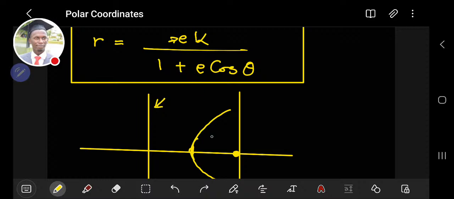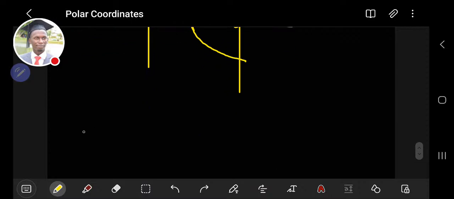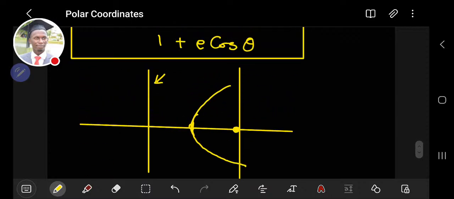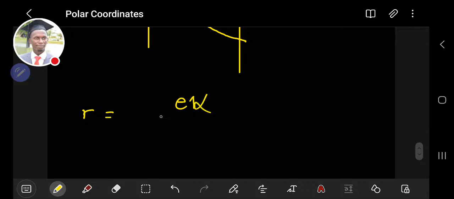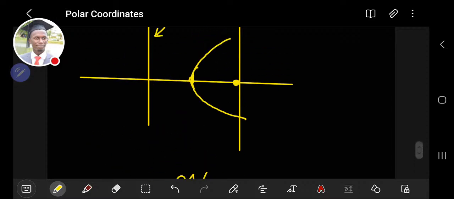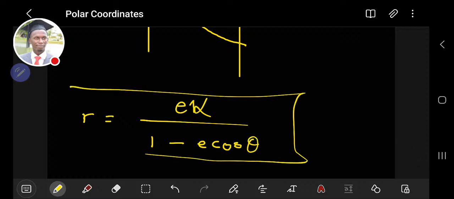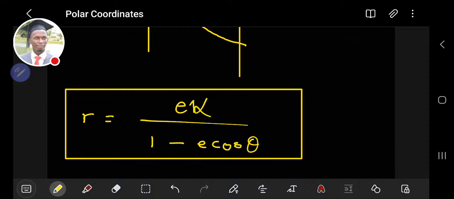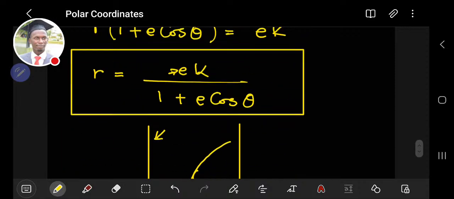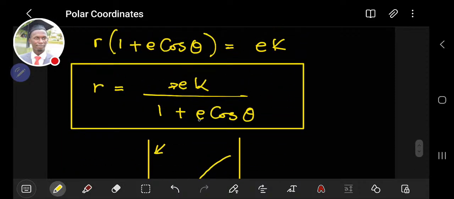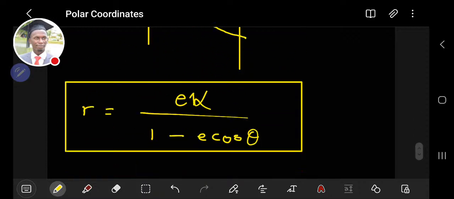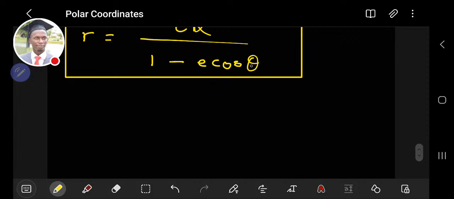So if it opens to the right and it is literally horizontal, we'll still end up with r equals ek over 1 minus e cos theta. So this is an expression that we are going to end up with. Now, if we were on the y-axis, opening up or down, notice the trend here. When it is positive and it's a cos, it opens to the left. When it's negative and it's a cos, it opens to the right.